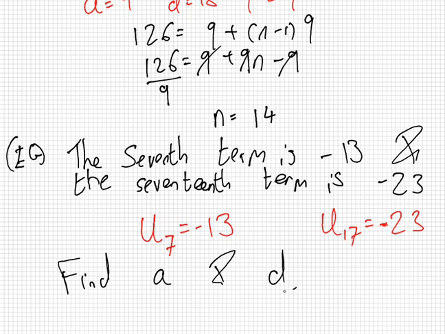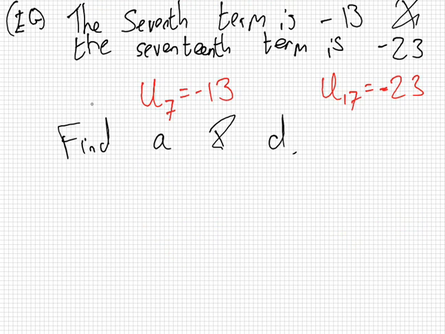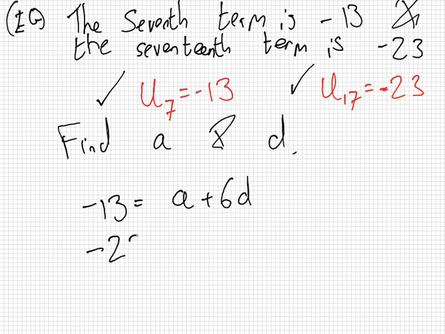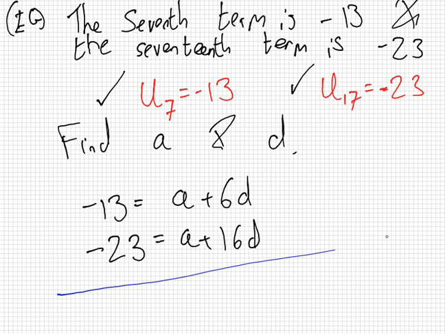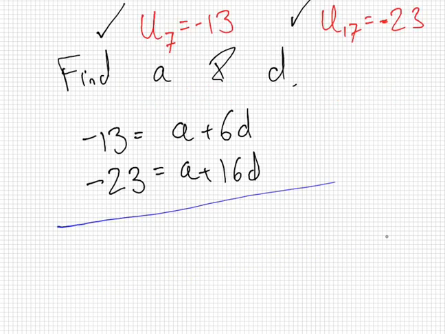Okay, so let's have a look at this one. Everything I need to know, I get it here, and I use my formula. The 7th term is a plus 6d, and that should be minus 13 from the formula. The 17th term is a plus 16d, and that should be minus 23. And you got it, because we did this last week. What method will I use to solve this type of problem? Yeah, elimination.